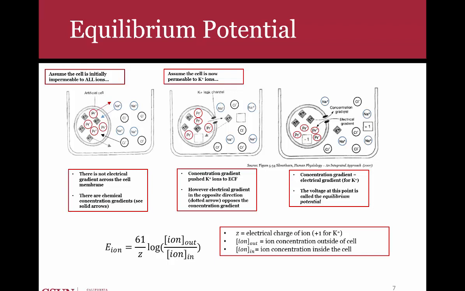So for instance, potassium, you're going to have a chemical gradient that wants to push potassium to the outside of the cell. You're going to have a chemical gradient for chlorine that's going to want to push chlorine to the inside, and etc. Okay, so now let's let all hell break loose, and let's let the membrane be permeable to a specific ion. So let's say you have a channel on your membrane that allows potassium to leak out.